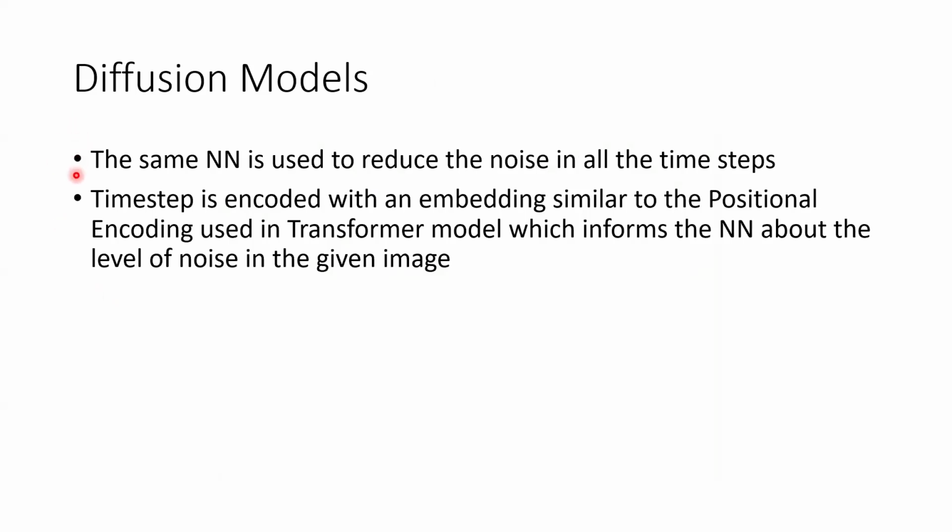In these diffusion models, the time step t is encoded in an embedding similar to the positional encoding in transformer models, where you can use sine waves to identify the position or the time step relevant to this particular image, so that the neural network can get some idea of the noise level in the image, so it can reduce the noise. So that is how a diffusion model works.